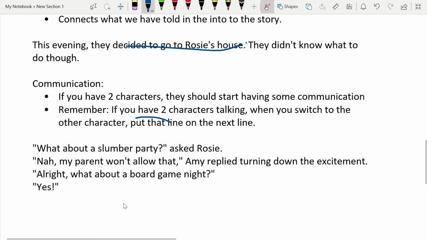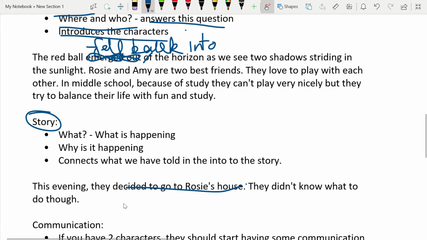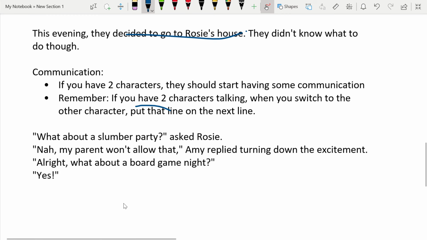"What about a slumber party?" So we are connecting what they want to do. "So what about a slumber party?" asked Rosie. On the next line, because Amy is speaking, we went to the next line. "Now, my parents won't allow that," Amy replied, turning down the excitement.